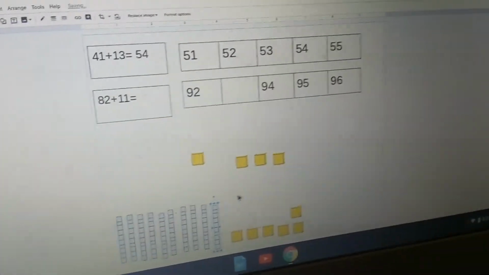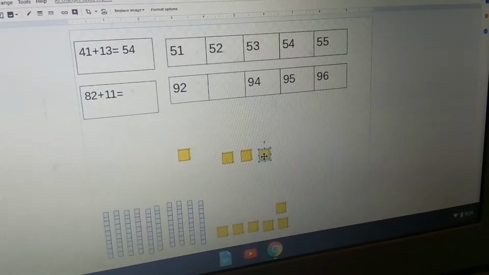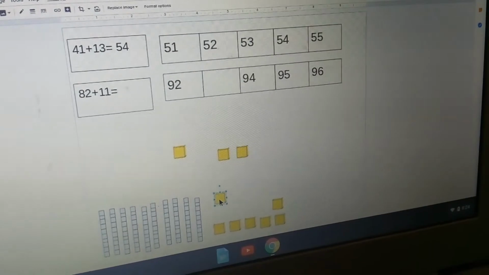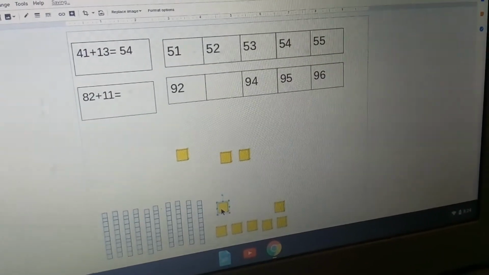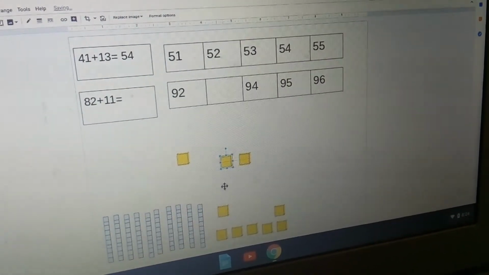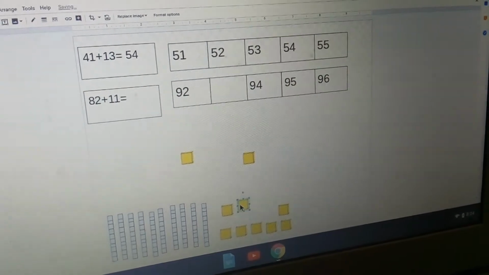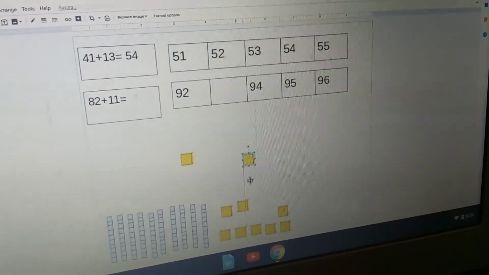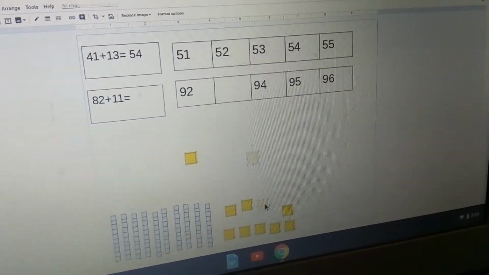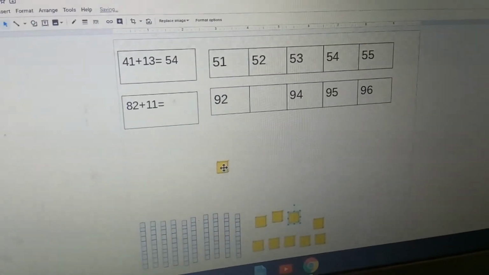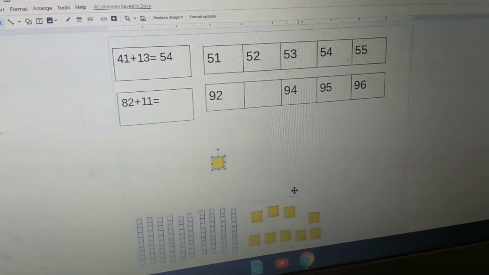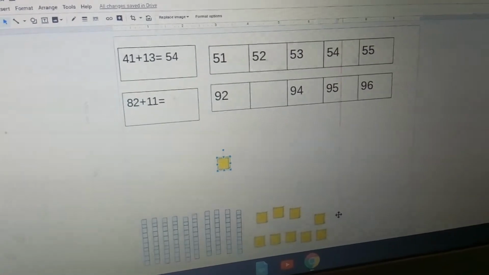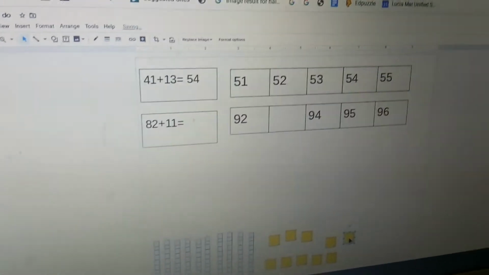Now help me count my ones as we pull those down. 1, 2, 3, and 4. Perfect. Just make sure nothing's too hot because I don't want to mix up my numbers.